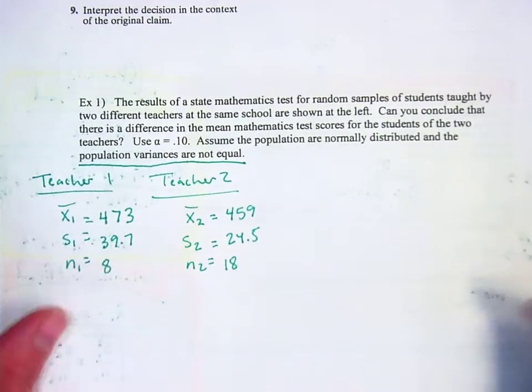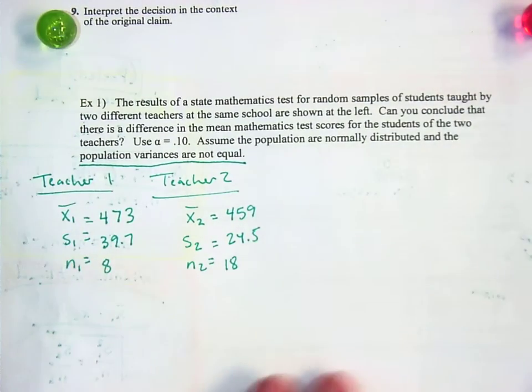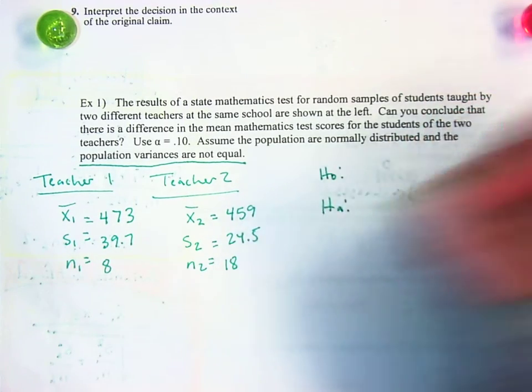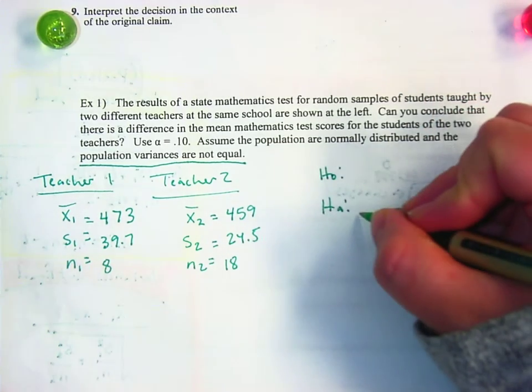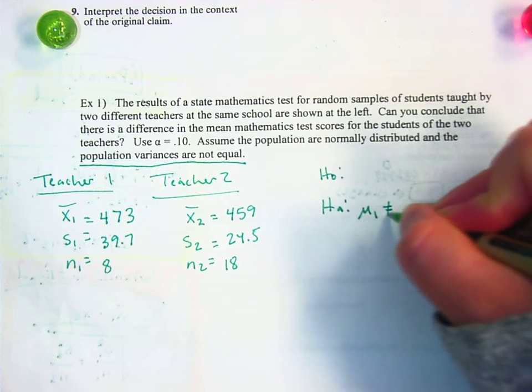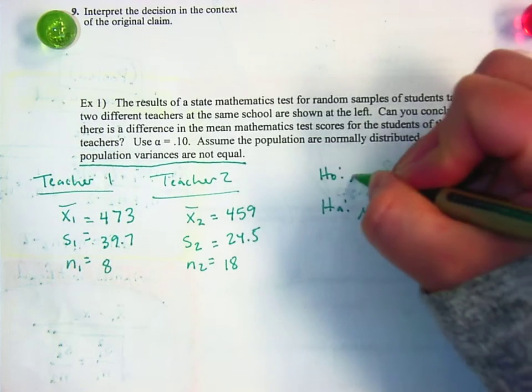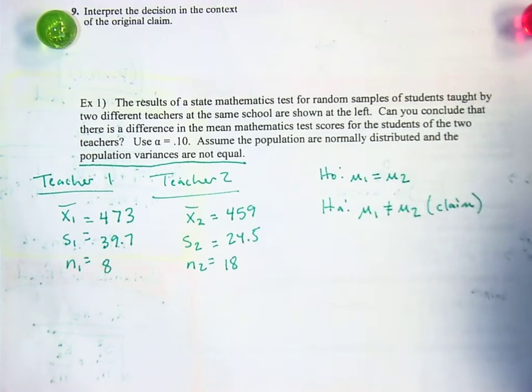So, H sub O, H sub A. It says that there is a difference, is their claim. So mu sub 1 is not equal to mu sub 2, that's their claim. Mu sub 1 is equal to mu sub 2 is the null.